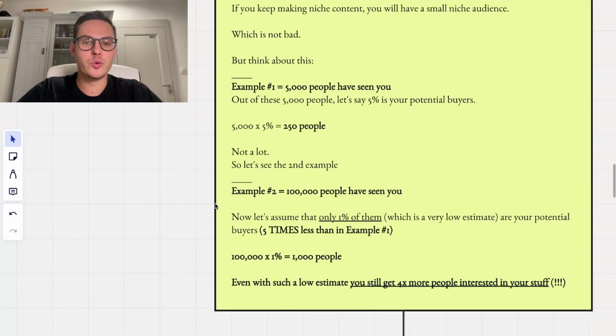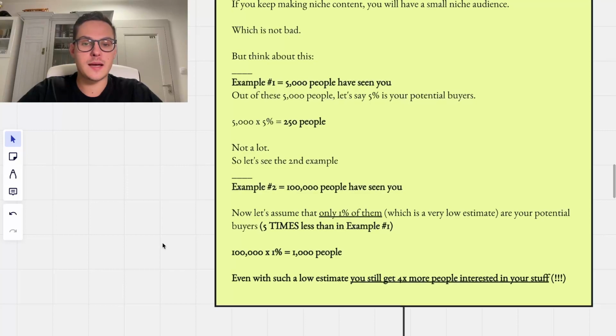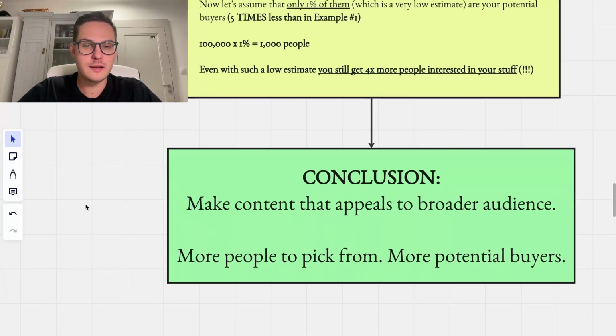And now let's look at the second example. In example number 2, 100,000 people have seen you. So now let's assume that only 1% of them, which is a very low estimate, are your potential buyers, which is 5 times less than in example number 1, only 1%. So 100,000 people times 1% is 1,000 people. So even with such a low estimate, you still get 4 times more people interested in your stuff. So what does it mean? In conclusion, make content that appeals to a broader audience, more people to pick from, more potential buyers.